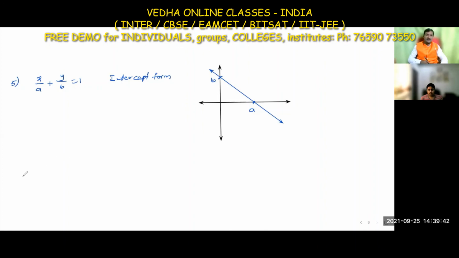The next one is x cos alpha plus y sin alpha equals p. This is the normal form. In this normal form, alpha is the angle for cos and sin, and p is the perpendicular distance from the origin to the straight line. We convert the equation into this form. Okay, next.